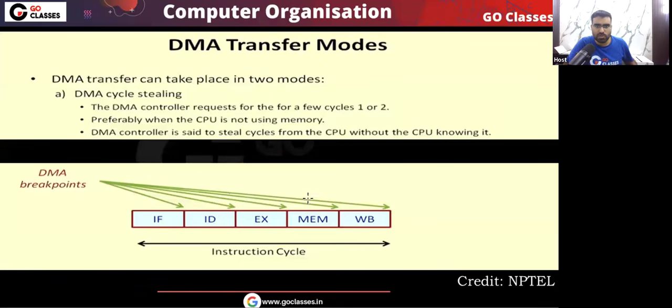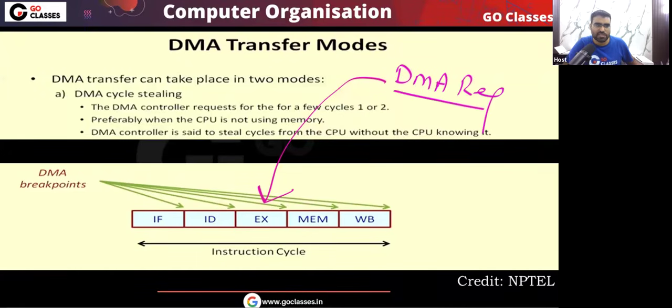Notice one thing. Let's assume at this moment that a DMA request has come. Now tell me, when will the CPU give the access? Let's assume that while the CPU is executing the instruction, the DMA request has come. Now this is the DMA breakpoint that you already know.